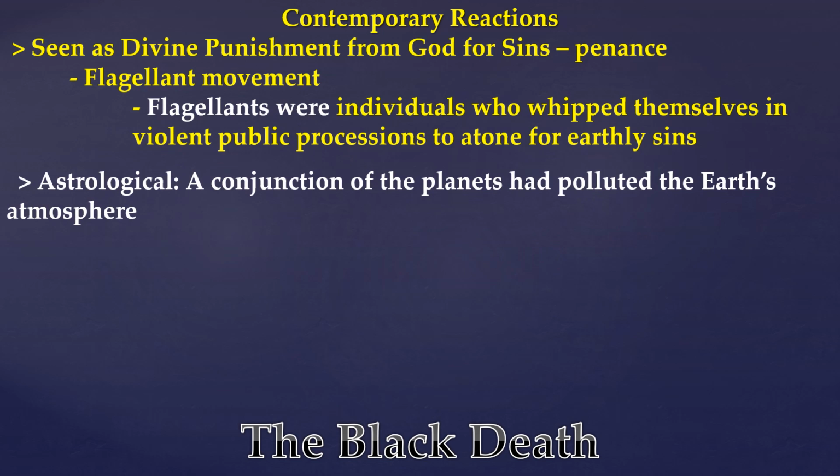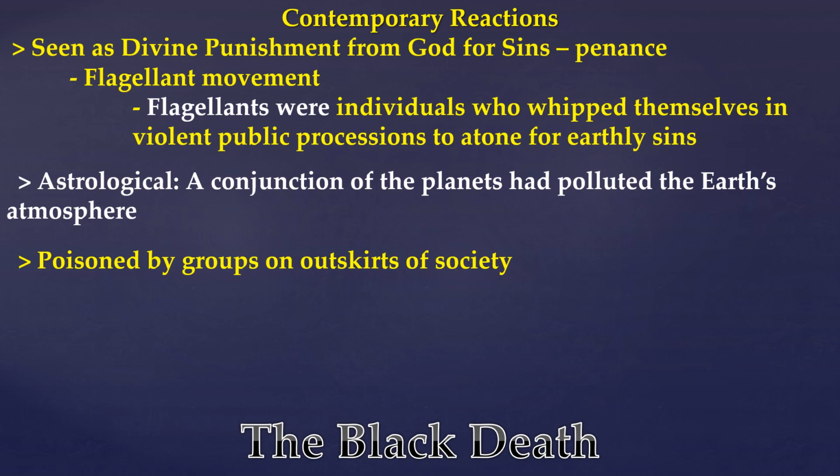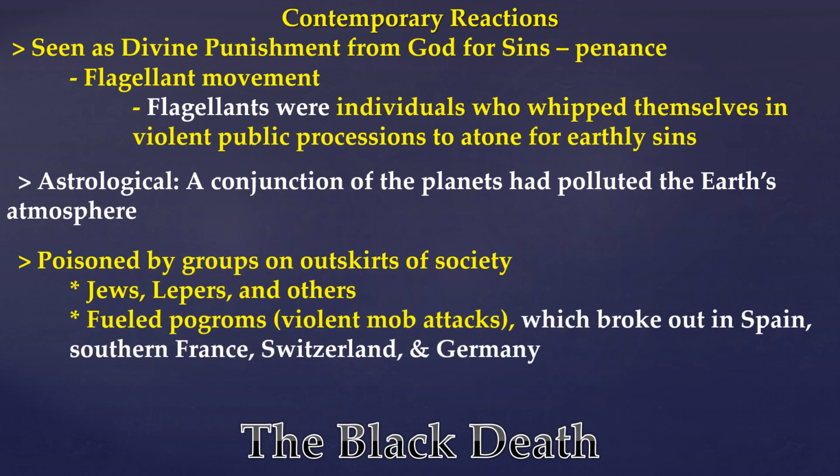Some people saw this as having an astrological reason, a conjunction of the planets. The planets have lined up, and there are laser beams and gases that are polluting the Earth's atmosphere, which is why people are dying. Some people felt that the Black Death was caused by poison. People on the outskirts of society, Jews, lepers, and others who hate those nasty Christians, are going and poisoning them. This kind of view is going to fuel pogroms, which are violent mob attacks against Jewish communities and other communities that the Europeans are upset about. These are going to break out in Spain, southern France, Switzerland, and Germany against those non-Christian communities.